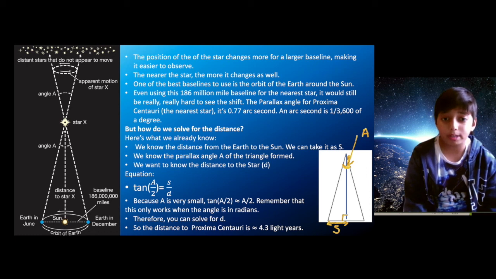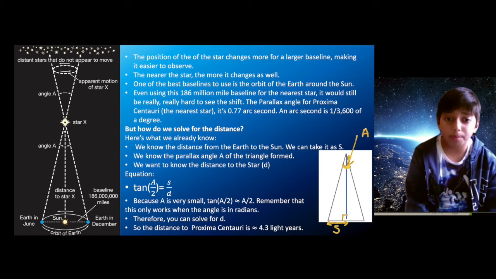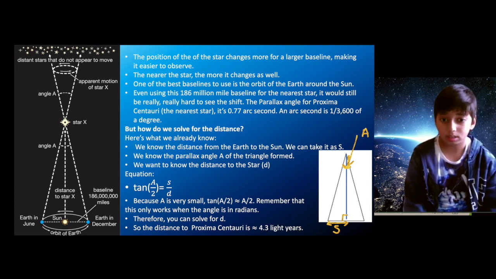So how do we find the distance to the star? Here's what we already know. We know the distance from Earth to the Sun, call it S. We measure the parallax angle A of the triangle shown. We want to know the distance to the star from the Sun, call it D. Here is the equation to find D.